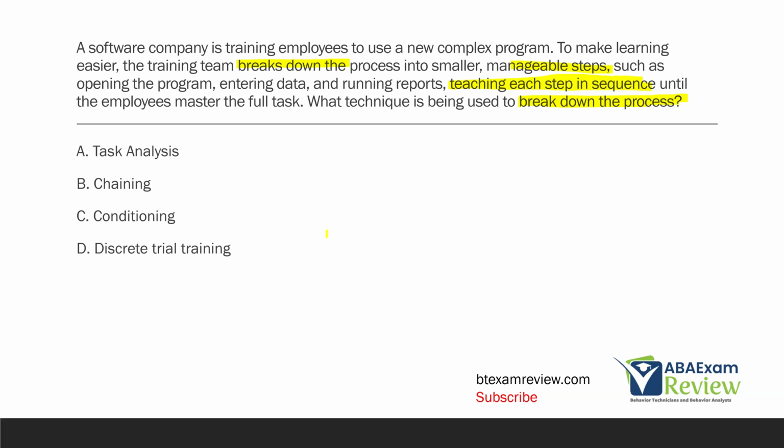And then discrete trial training. We didn't talk about DTT. We didn't talk about discrete trials. All that was discussed was the task analysis, which was the breaking down of the process, and the chaining, which was the teaching. The question wants to know about breaking down the process. Therefore, our answer is A, task analysis.